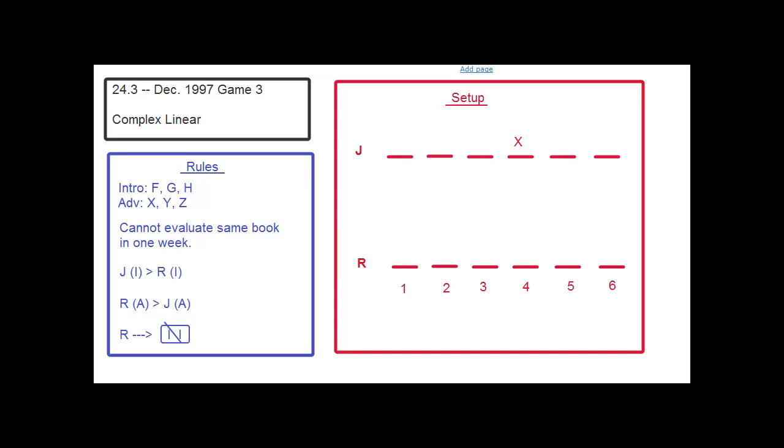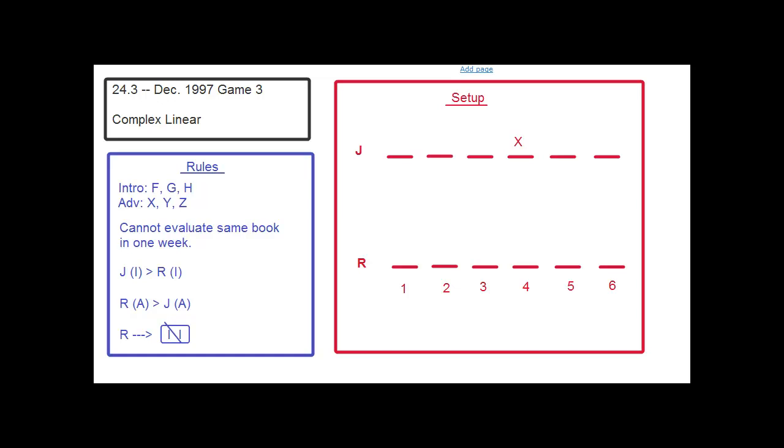And then finally, the last rule says that Juarez reviews the textbook X in week 4. So I just went ahead and put that X over here in 4 for Juarez. And that would complete the basic setup. We talked about the rules, and I've set it up like you would a normal advanced linear game. Almost every advanced linear game gets set up exactly like this, where you have 2 stacks.